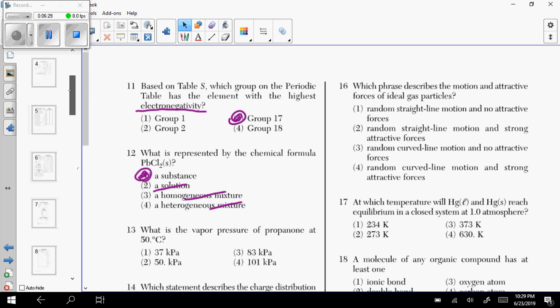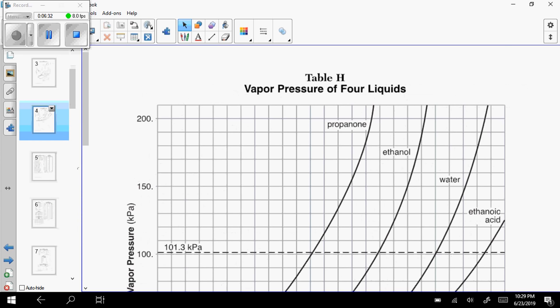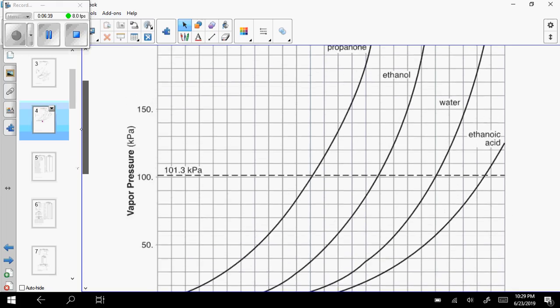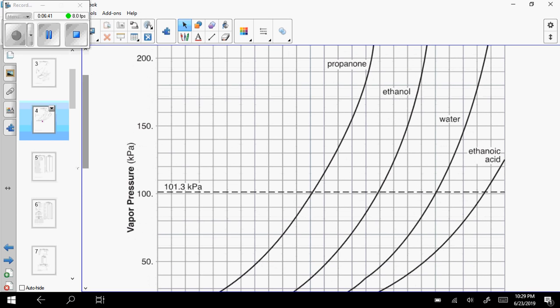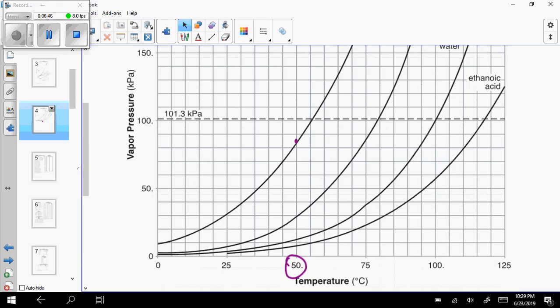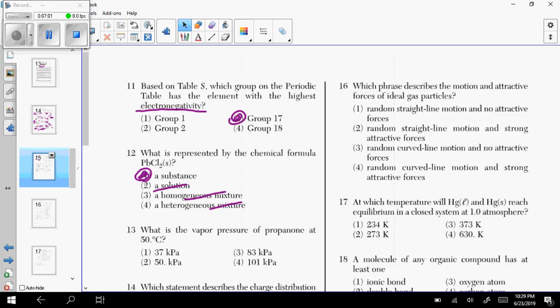So that's going to be page 4 up here. All right. Here's 50 degrees, and now I find propanone. All right. So it's about right there. So then I go across. So if this is 50, 60, 70, 80, 90. So it's like 85. 83. There we go.